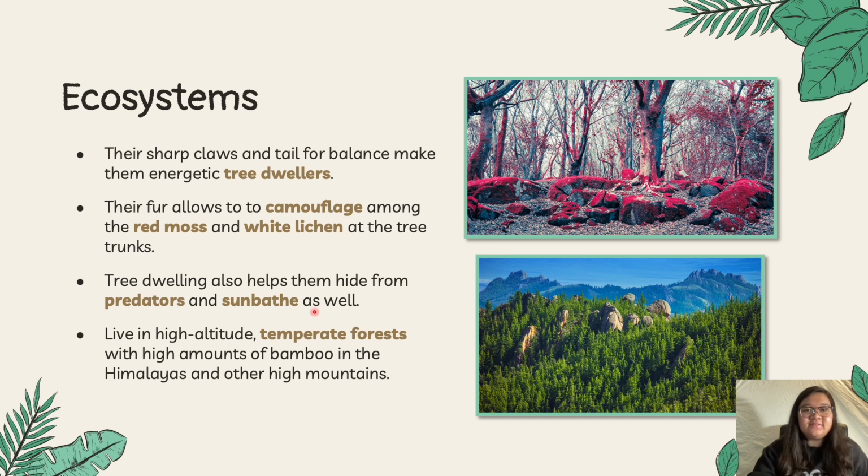So for the ecosystems they live in, their sharp claws make them energetic tree dwellers, as well as their tail, which helps them keep balance in the trees. And their fur allows them to camouflage among the red moss, which is in this picture, and white lichen at the tree trunks. Tree dwelling also helps them hide from predators, and they also sunbathe on the tree as well. They would like to live in high altitude temperate forest with high amounts of bamboo in the Himalayas and other high mountains.